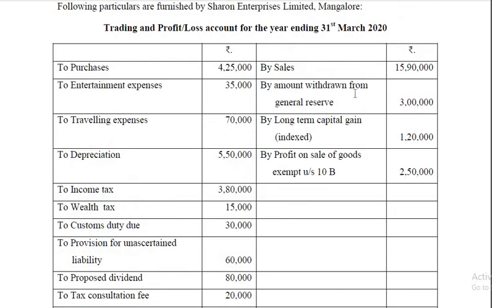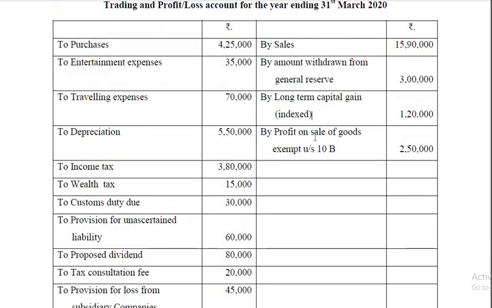On the credit side, amount withdrawn from general reserve should be deducted. Long-term capital gain is not to be deducted. Profit on sale of goods exempt under section 10B should be part of book profit from assessment year 2008-9. Therefore, that is not to be deducted, whereas all other exempted income should be deducted, and even expenses connected to that should be added. But here, this is not to be deducted, and expenses, if there are any, are not to be added back.